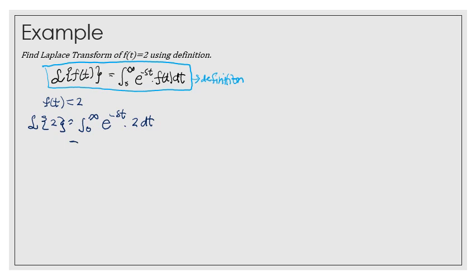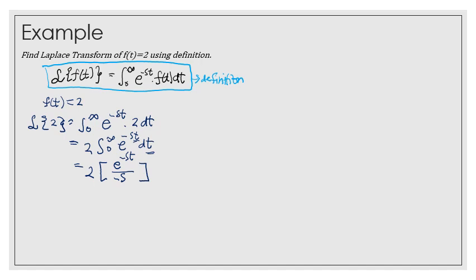Since 2 is a constant, we can bring it out from the integration. So we have 0 to infinity only involving e to the minus st dt. Remember we integrate in terms of t, so this is a t term and we cannot bring it out. To integrate this, we will have e to the minus st. To integrate an exponent, we put the constant towards the downside, so we will have negative s.